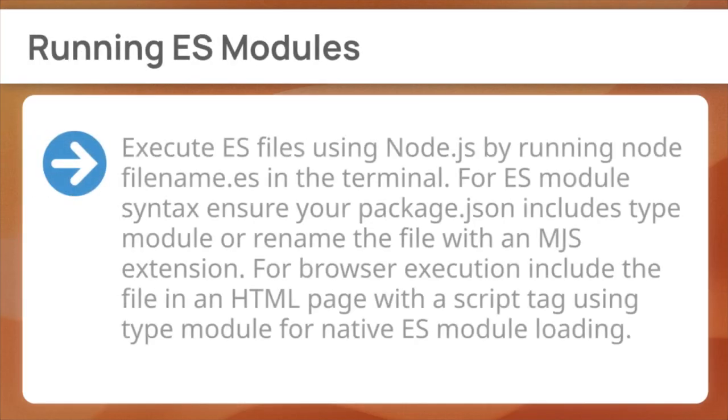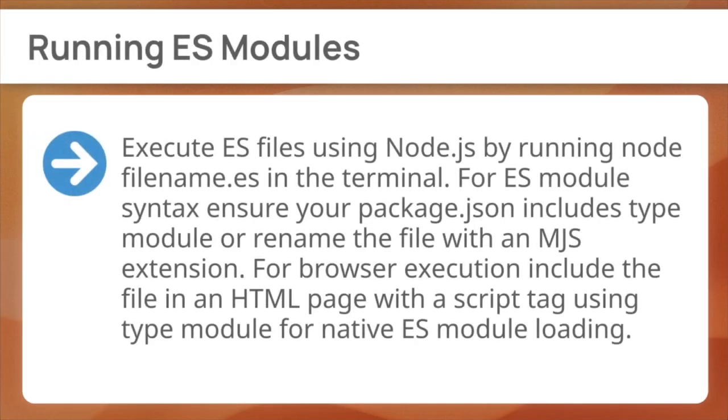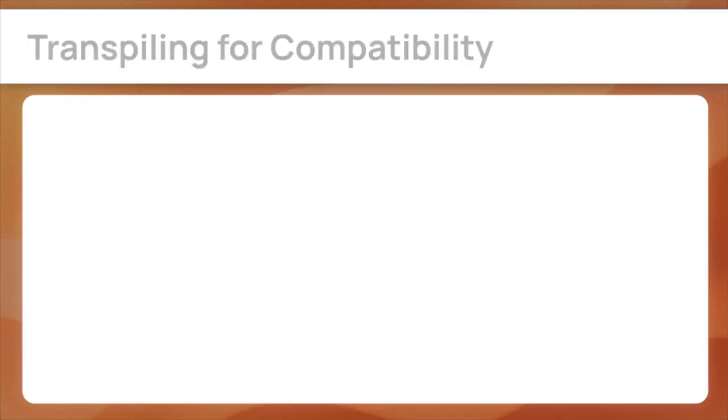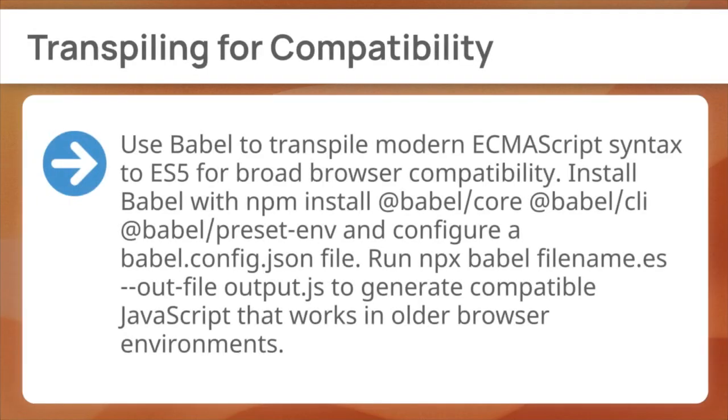Next, running ES modules. Execute ES files using Node.js by running node filename.es in the terminal. For ES module syntax, ensure your package.json includes type module or rename the file with an .mjs extension. For browser execution, include the file in an HTML page with a script tag using type module for native ES module loading.